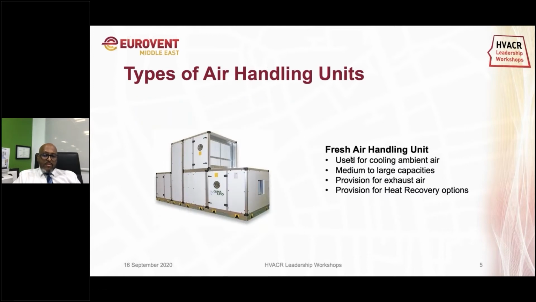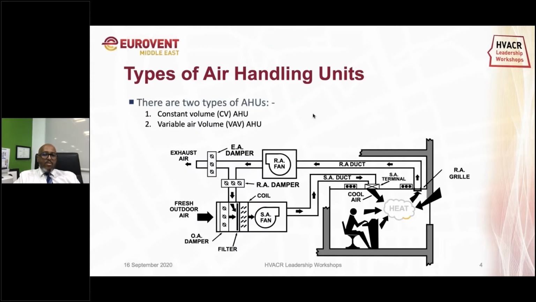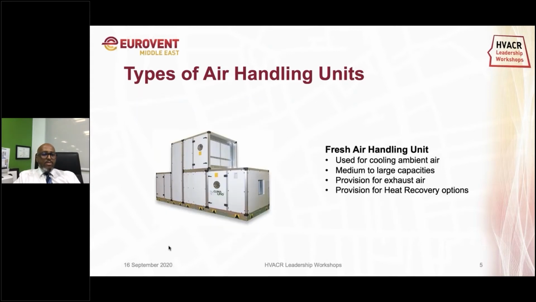So types: we talked about the AHU, which is called the constant unit. There's also the fresh air handling unit, used for cooling ambient air. It comes in medium to large capacities, with provision for exhaust air and also a heat recovery option. If I go back to the slide I had here, there's no wheel used for the fresh air, just a recirculating system, whereas this one has the option to have a wheel in between.